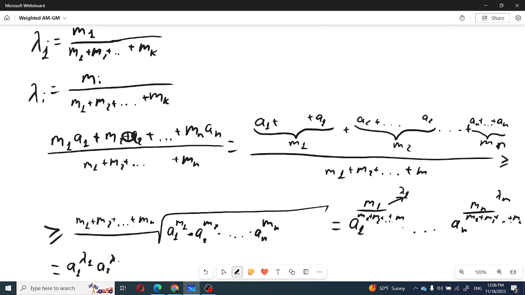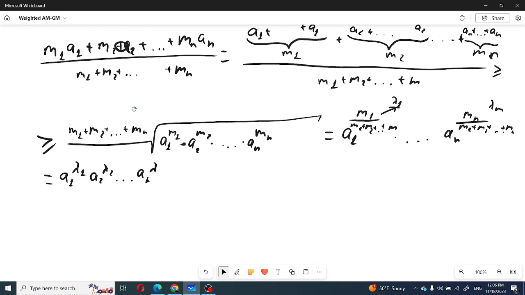And how can we prove this for all real numbers? Now we need to use another inequality called Jensen's inequality, and for this case we need to take a logarithm of both sides. We will have ln of the product of ai to the power lambda i, which must be greater than or equal to the sum of lambda i times ln ai. And now we need to use the fact that ln x is a concave function.